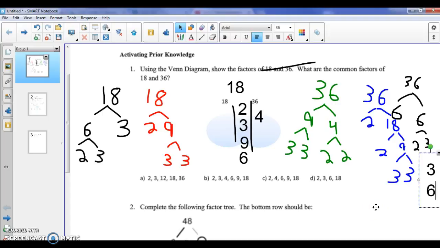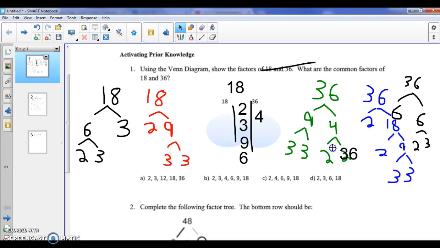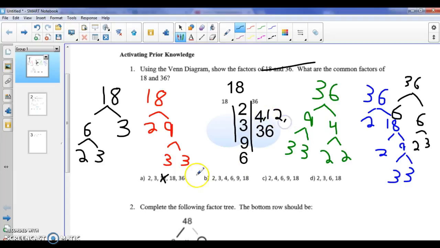I can also see that 36 is not a common factor. It's only a factor of 36, so I can move that one over here. And I believe that's it. So I can go down here and take a look at my bottom row. And I notice that, yes, 2 is a common factor, 3 is a common factor, 12 is not a common factor, but 12 would be a factor of 36. Right, because I can multiply 12 by 3. And 36 is not a common factor.